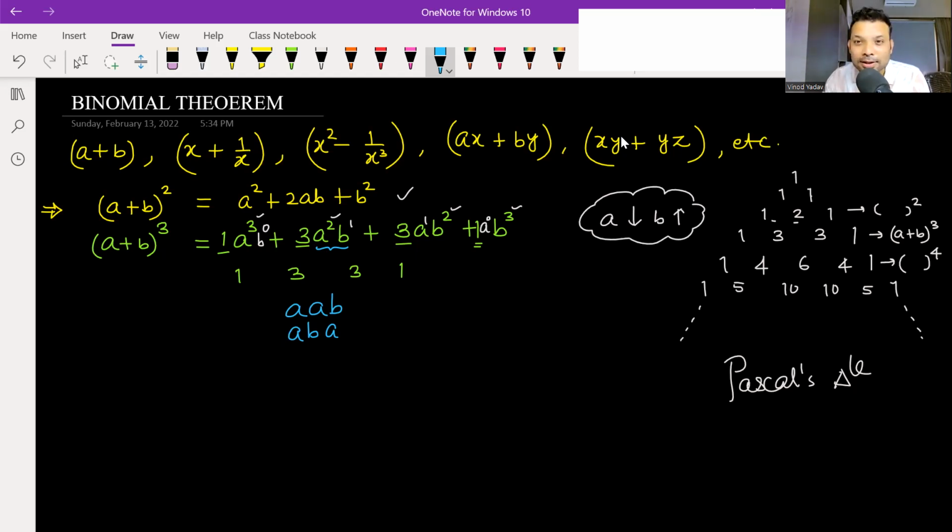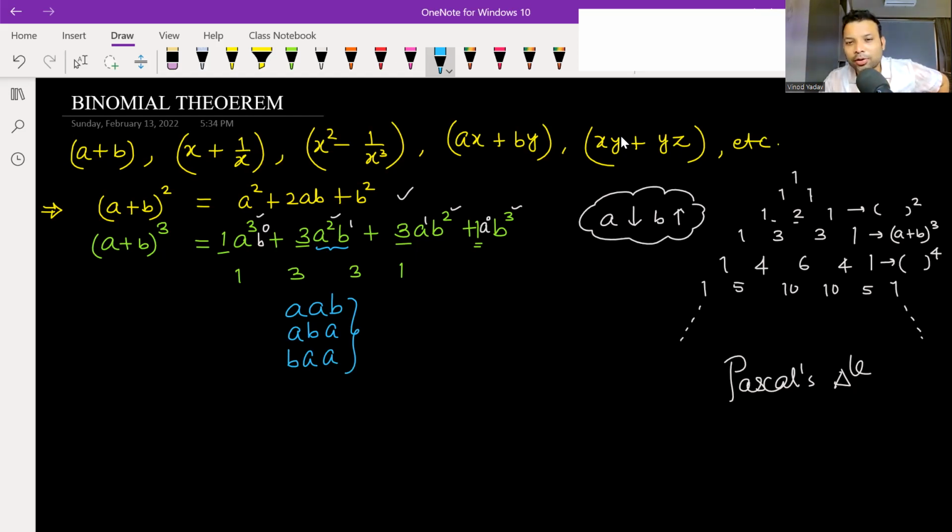And what do we call this? Correct. Bang on. Arrangements, isn't it? Arrangements. B into a into a. So these are exactly the 3 ways in which I can write a square b. Means a square b can be arranged in 3 ways.